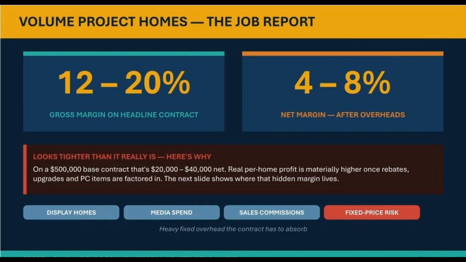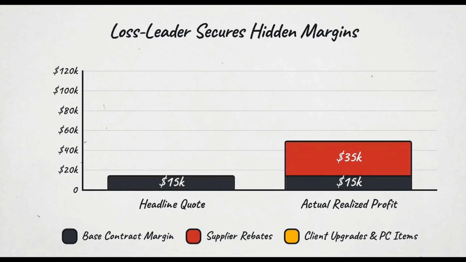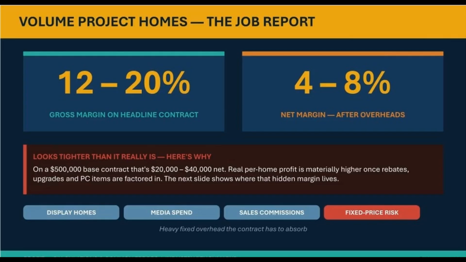This dashboard outlines how margin targets shift based on your business model. High-volume project home builders operate on very different numbers, typically showing a 12 to 20% gross margin, which yields a tight 4 to 8% net margin. To maintain their required scale, volume builders intentionally price their headline contracts low. The base build functions almost as a loss leader to secure the client. Their actual margin lives elsewhere.